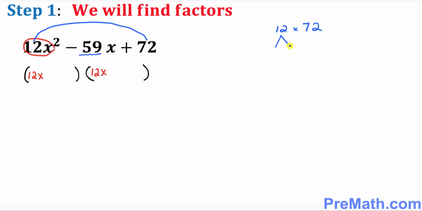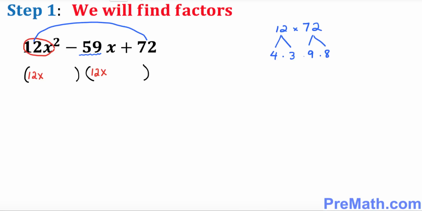Go ahead and find the factors for 12. 12 could give you 4 and 3. These are the possible feasible factors for us. And 72 is simply 9 times 8, isn't it? So we got this. 12 times 72 is the same as 4 times 3 times 9 times 8.